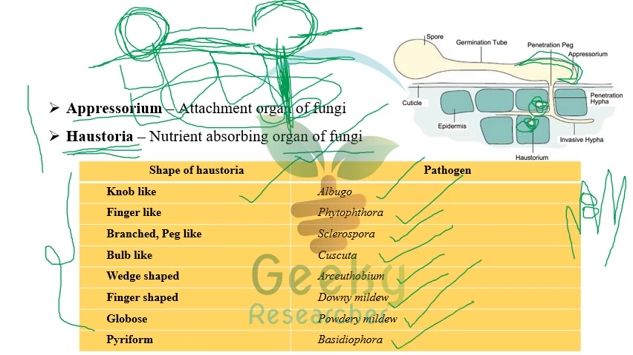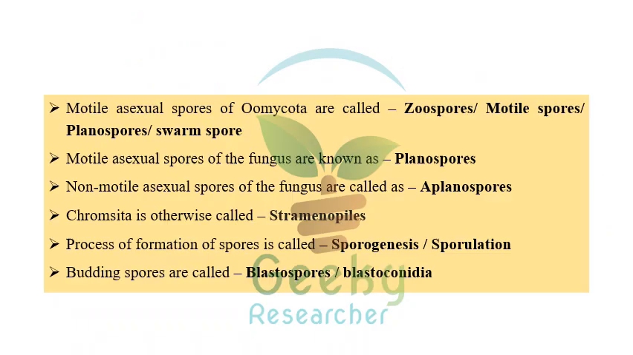We may expect one or two questions, like which shape of haustoria Albugo produces, knob shape, or Phytophthora produces finger-shaped haustoria, something like that. There might be a chance of asking about the shapes of haustoria and their pathogens. So the next one, and this slide is very important to understand the general basics about spore morphologies, and what are all the different kinds of phyla that can produce spores and all those things.